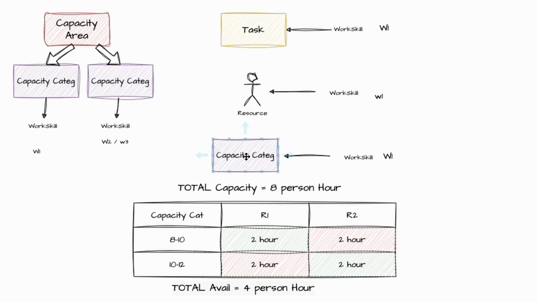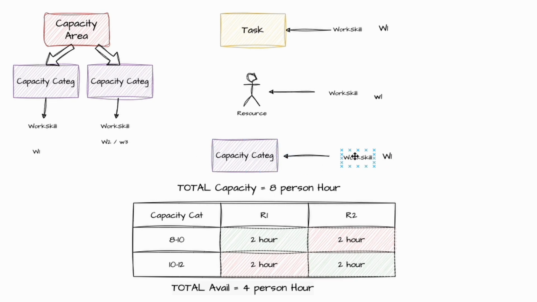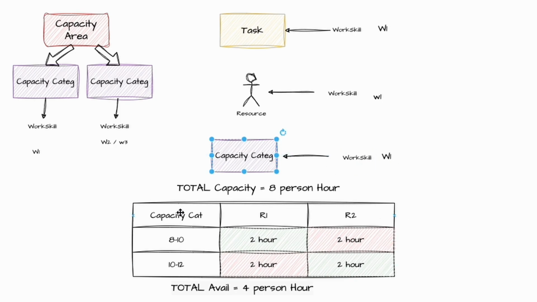When we define a capacity category, we have to define it based on a work skill. A capacity category can have a combination of work skills or a single work skill. Here I've defined a capacity category for work skill W1, so all of them have the same capacity category and the same work skill. Now I've created a table for this capacity category.